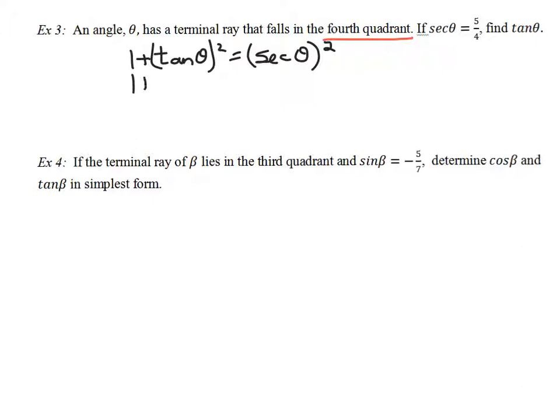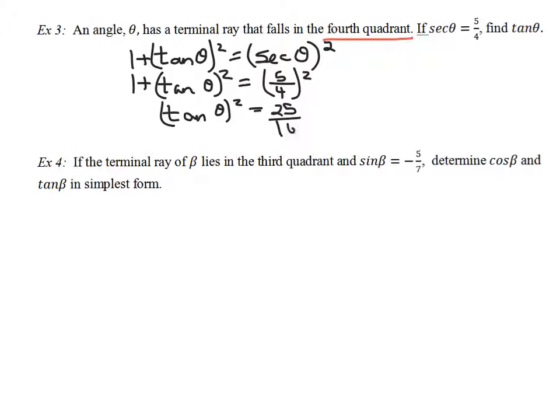So this time I'm going to be missing the tangent of theta, and I'm going to replace the secant with 5/4 and square that. I'm going to do two steps in one here, so I'm going to say the tangent of theta squared is equal to 25/16, and then let's subtract 1 from both sides of the equation to move it to the right. So that tells me that the tangent of theta squared is equal to 25/16 minus 16/16, and that's going to give me 9/16.